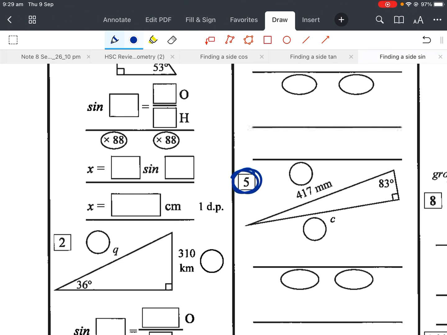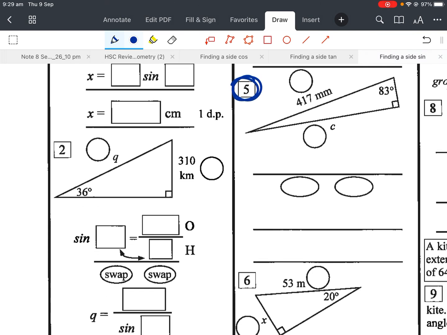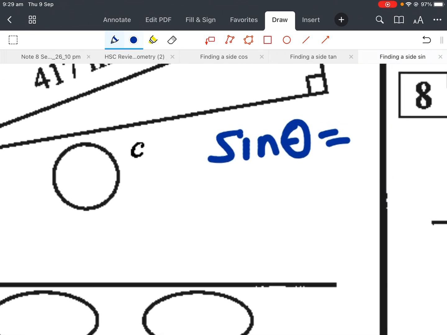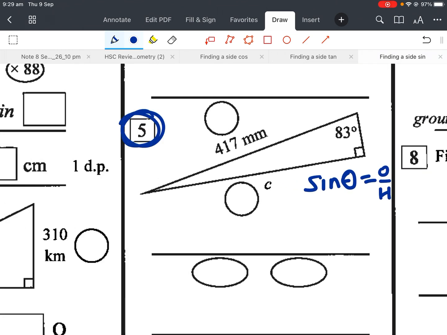5 is the same. Now the reason why I'm doing 5 is there's less scaffolding for you, and I need you to be able to do these on your own without all the scaffolding. So the first thing I always do is I write down the formula. Now it's not always going to be sine, but I know it's sine today because it's the sine sheet. I'll give you another sheet in the next lesson where you can practice which one it is.